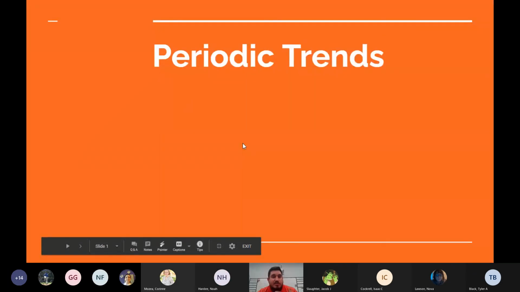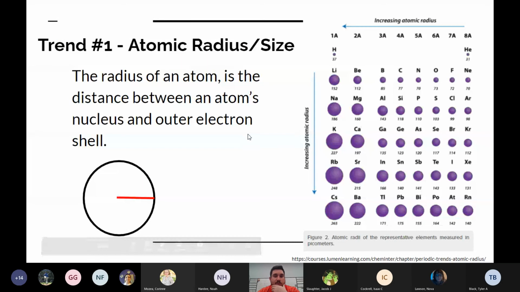All right, so again, these are the notes. Follow along with me. They are the notes on your weekly schedule. So anyway, trait number 1 is atomic size, or radius. Radius is, like in geometry class, the distance from the nucleus to the outermost electron.